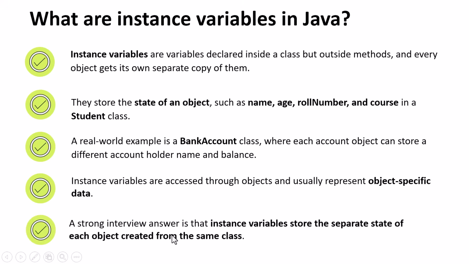So the best interview answer is this. Instance variables in Java are object-level variables that store the state of each object separately. So every object created from the same class can hold different values.